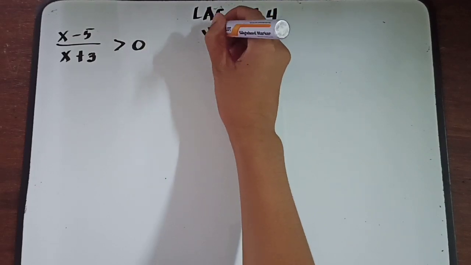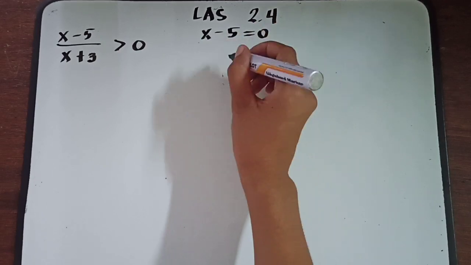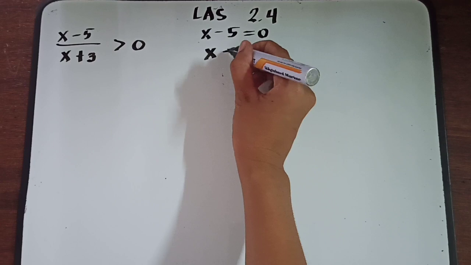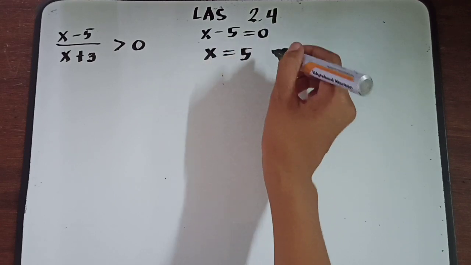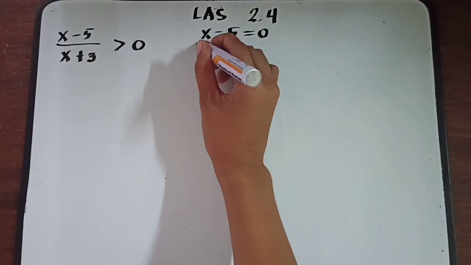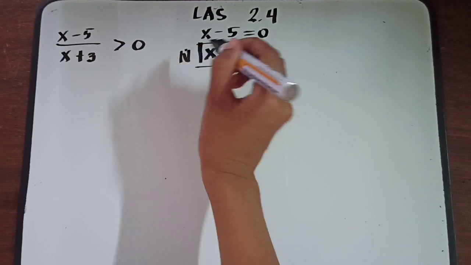So, copy the numerator, which is x minus 5. Equate to 0, then solve for the value of x. So, this negative 5 will become positive 5 once it goes to the other side. Okay, so therefore, the 0 of our numerator is positive 5.